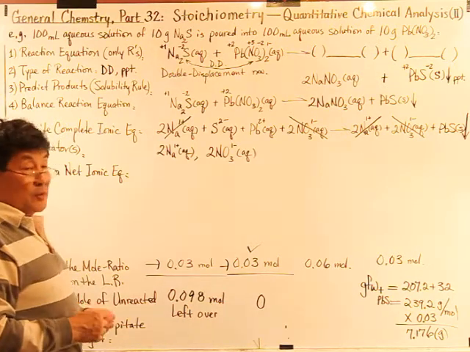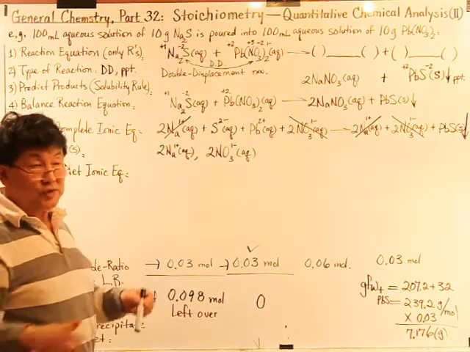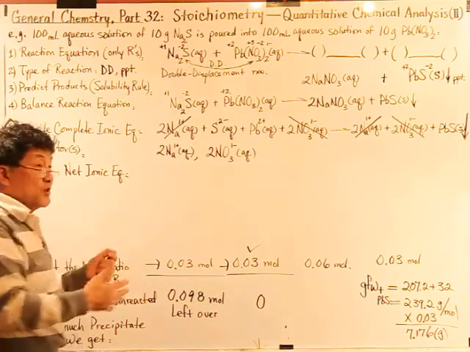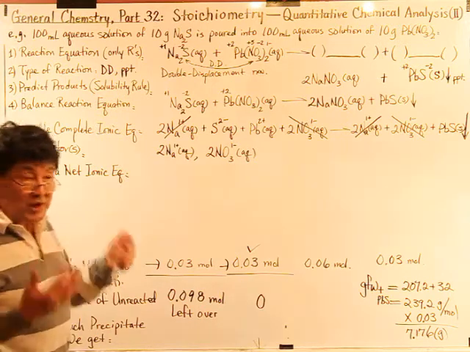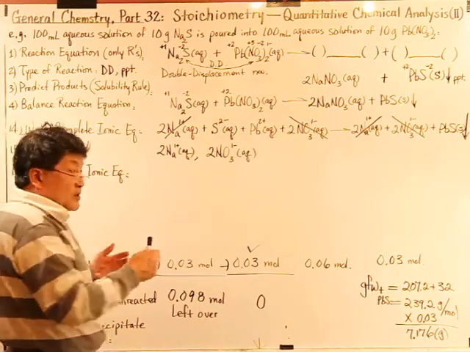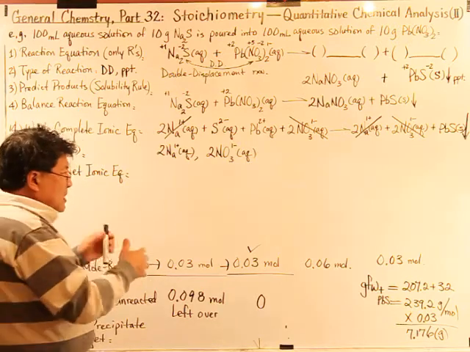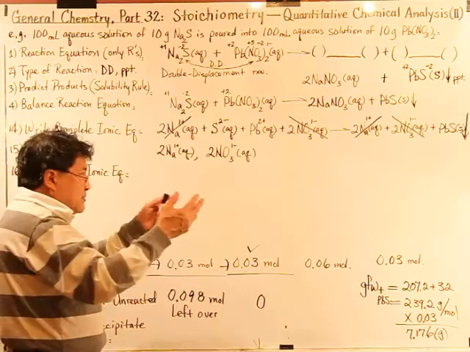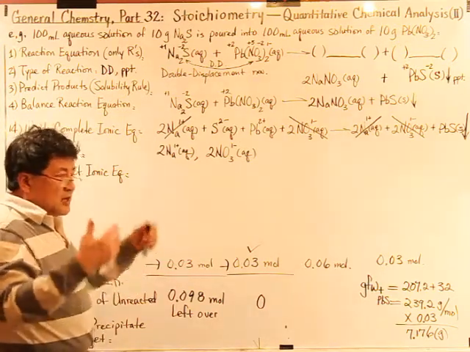If the spectators are already cancelled because they're identical. We treat a chemical reaction equation just like a mathematical equation. The same term, right? There's a law in mathematics. Add the same term on both sides of the equation, it is still valid, or subtract the same term on both sides of the equation, it is still valid.